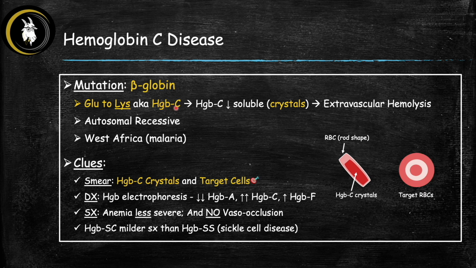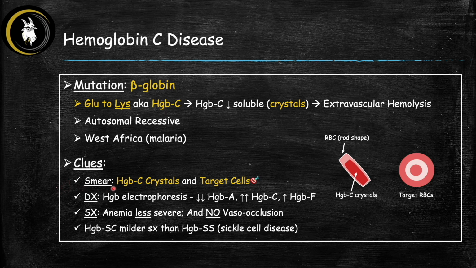This is called hemoglobin C, and it forms crystals inside of the red blood cells because it's less soluble. So the key word here is crystals, so you can remember hemoglobin C for crystals. And this is going to lead to extravascular hemolysis only, so no intravascular hemolysis here in hemoglobin C disease. Just like sickle cell, the inheritance for this one is also autosomal recessive, and just like sickle cell, there's a higher prevalence in certain geographic areas such as West Africa, and again, this is thought to be due to being protective against malaria.